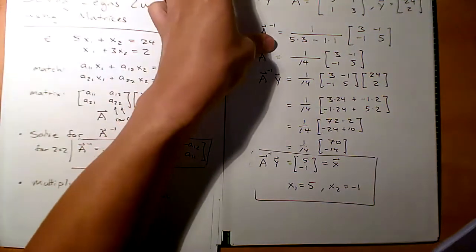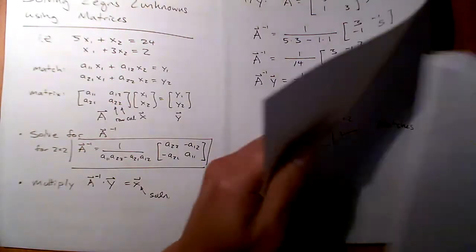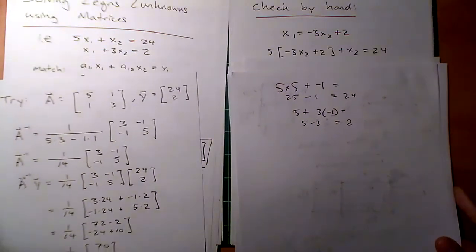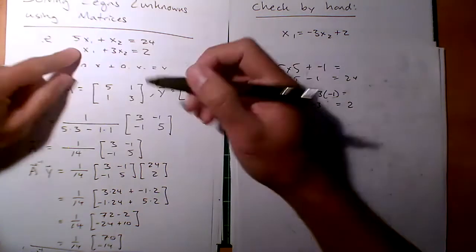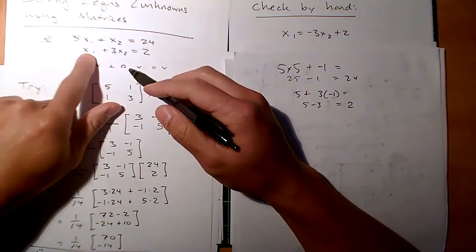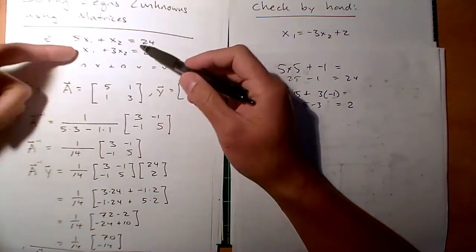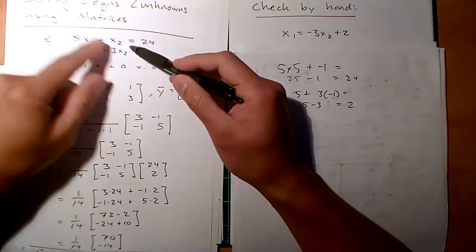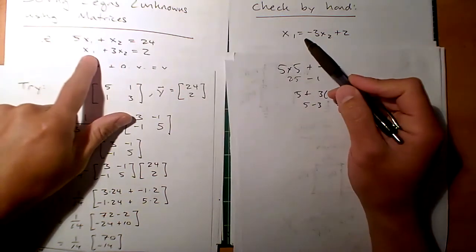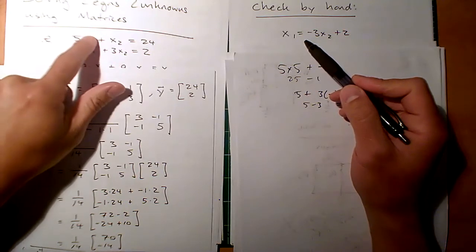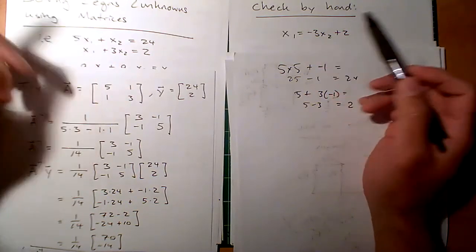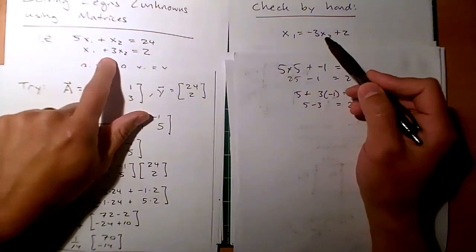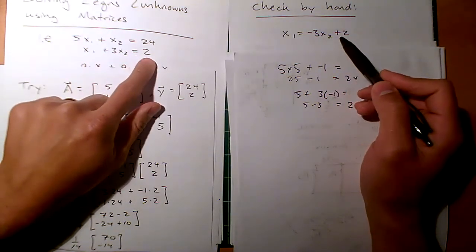Could we do this by hand? We totally could do it by hand. Let's do it by hand, right? So if we have these equations, what you can do is you could solve for x1. I mean, there's so many ways to do it by hand. You could multiply this whole thing by 5, subtract, and then solve for x2. Or you can solve this for x1 and then plug x1 into here, then solve for x2. And then once you have x2, plug it back in here, solve for x1. Let's just do that. So x1 equals -3x2 plus 2.